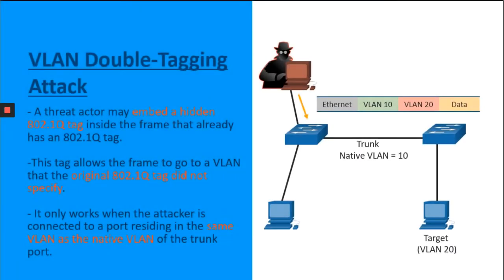With a VLAN double tagging attack, a threat actor is going to embed a hidden 802.1q VLAN tag inside of a frame that already has an 802.1q VLAN tag. What's going to happen here is we're going to have an attacker that's going to double tag a frame. For example, our attacker is going to build a message that's going to communicate from its current VLAN, which is VLAN 10, with a targeted VLAN of VLAN 20. With the attacker currently being on VLAN 10, they're going to build a frame that's going to have an external VLAN header on it of VLAN 10, and then an internal tagged VLAN of VLAN 20.